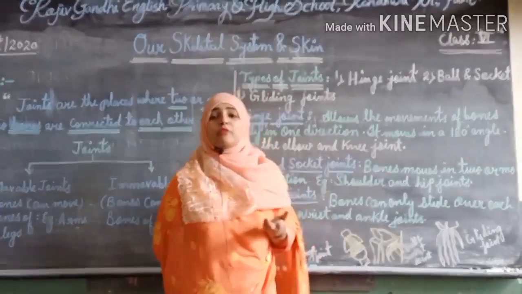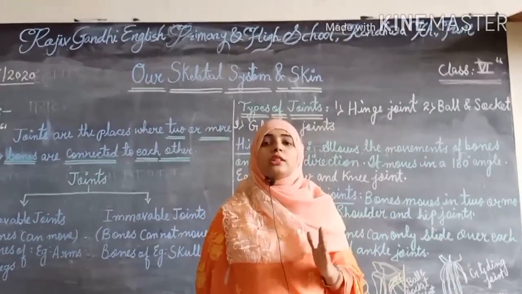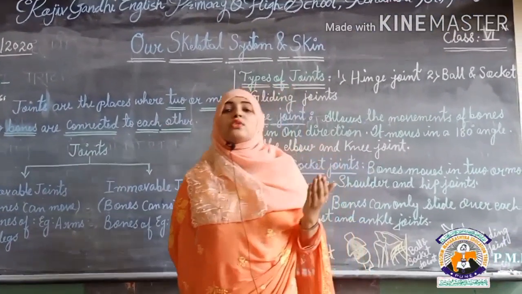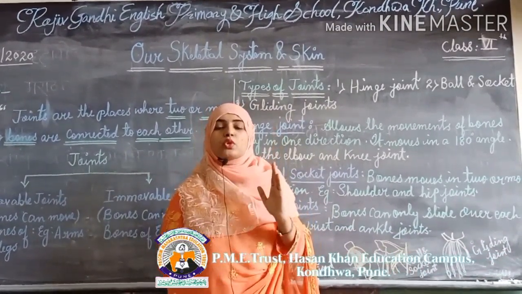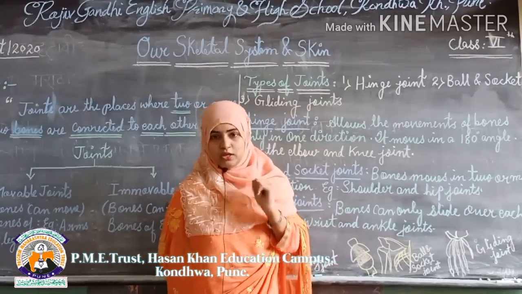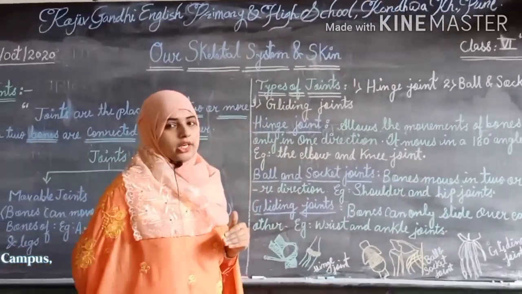Where will those bones be? The bones of the elbow and knee joint are present in the hinge joint, which allows the movement of only one direction. It moves only in one direction. Understood? Now, come to the second one, ball and socket joint.